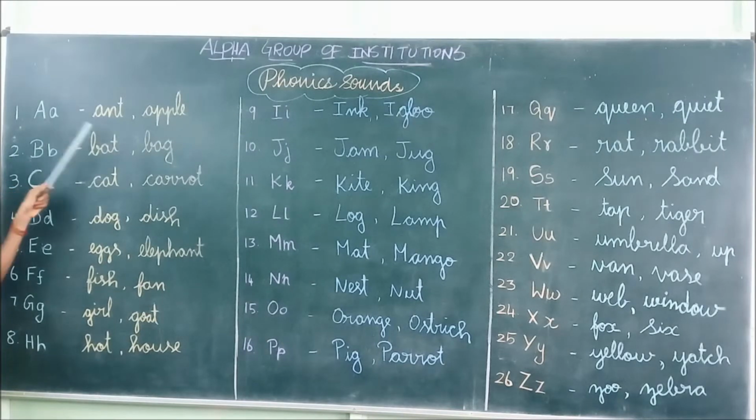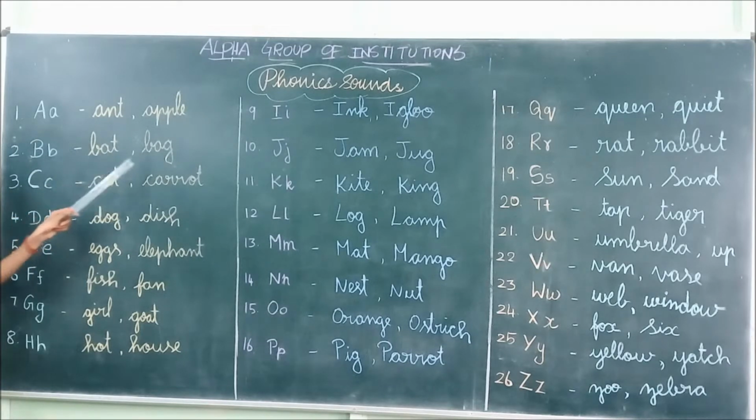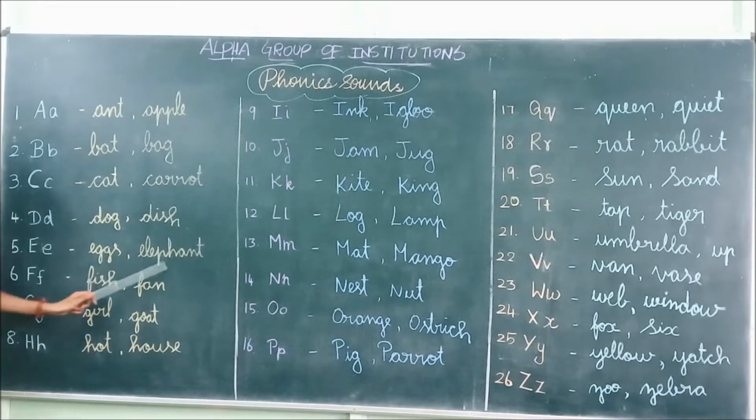Read this once again. This is a, apple. This is b. Bat, bag. So how do you say this? B. This is k. Cat, carrot. This is d. Dog, dish. This is e. Eggs, elephant. This is f. Fish, fan. This is g. Girl, goat. This is h. Hot, house.